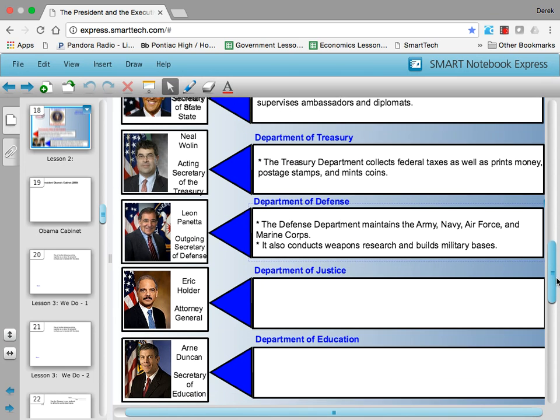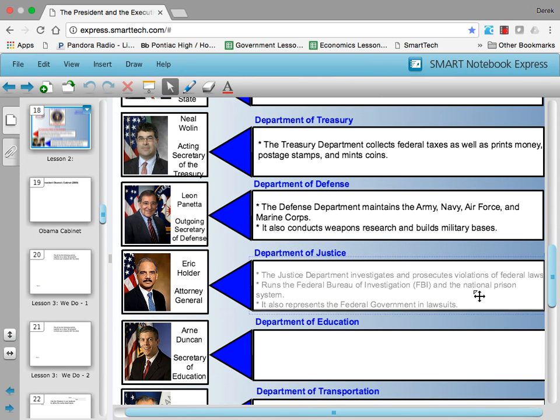Okay, let's keep on going. We've got the DOJ, the Department of Justice. The Justice Department is responsible for investigating and for prosecuting violations of federal laws. So if you break a federal law, most of the laws that affect your life on a daily basis are state laws, not federal laws. But if you break one of these, it's going to be the Justice Department, the FBI, that is going to be coming after you. They also supervise the national prison system, and it represents the federal government in lawsuits.